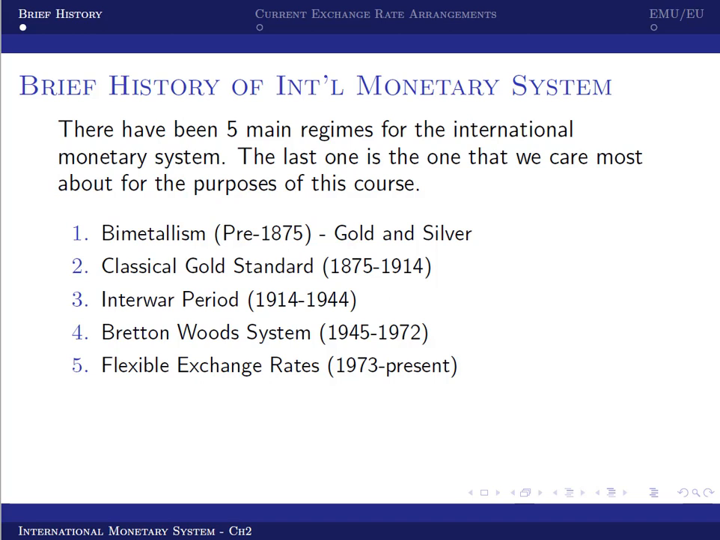The next regime is the interwar period. So between World War I and World War II, we have this 30-year period. Because the shipment of gold was kind of dangerous, we have that shipment of gold being suspended, and the adjustment mechanisms weren't working because rules weren't being followed, and so we have this kind of strange period there.